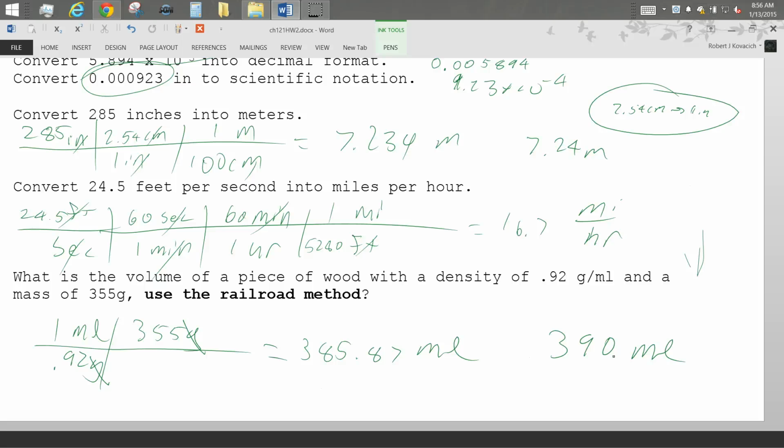So I said when we were talking about significant figures that this would be kind of a pain in the butt, but we'll just keep doing it, and then you'll go, oh, okay, I get it now. So don't worry about it. We'll just keep doing it.